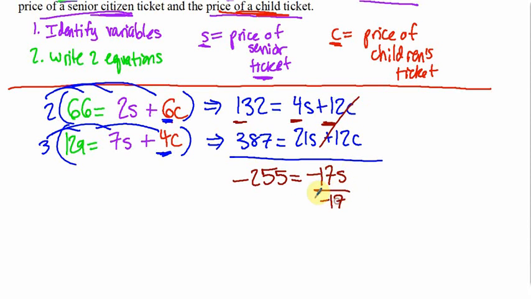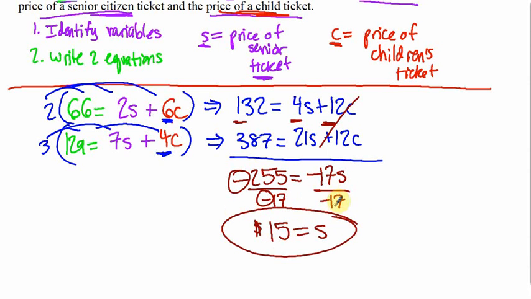Now we need to divide both sides by negative 17. By the way, because we're talking about the price of a ticket, notice that it wouldn't make sense to get a negative answer. You can't charge negative money for a ticket. So we have a negative divided by a negative. That's okay. That's going to give us a positive. So 255 divided by 17, I believe that's 15. I don't have a calculator, but yeah, I'm pretty sure that's $15. So that's how much money a senior ticket costs.